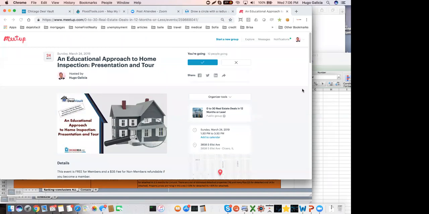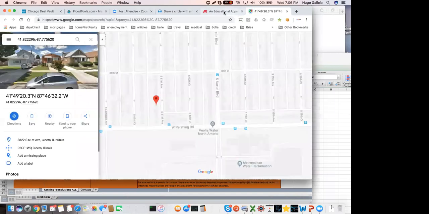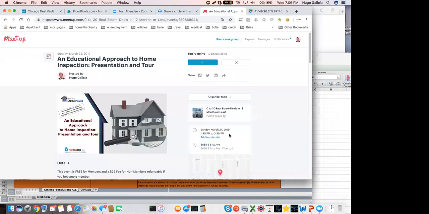It's going to be live. We're going to be meeting at the property, that's in South Cicero. Make sure you come. It's next Sunday at 1:30. It's going to be a very cool hands-on property tour inspection, friends. Make sure you come. It's only for members. So mark your calendar for this coming Sunday at 1:30.